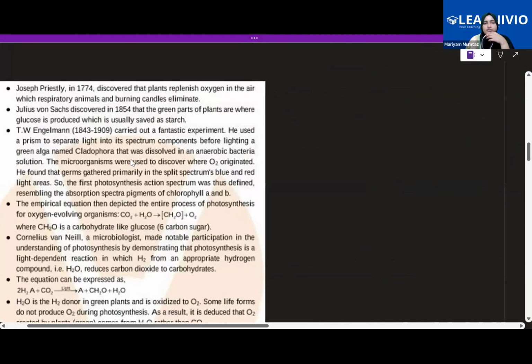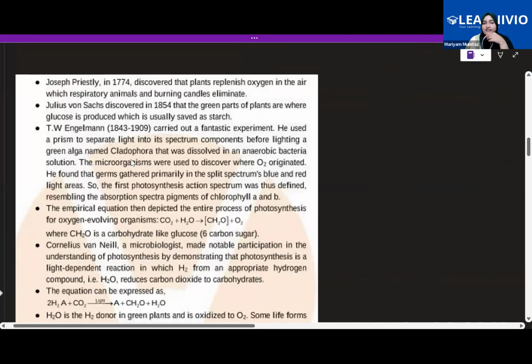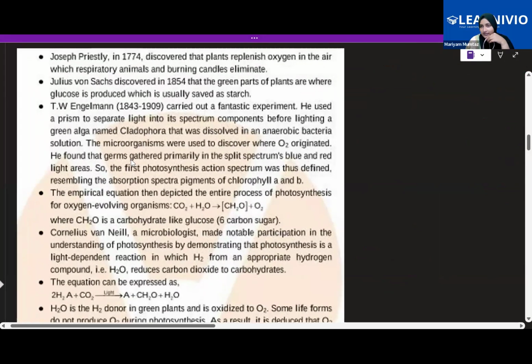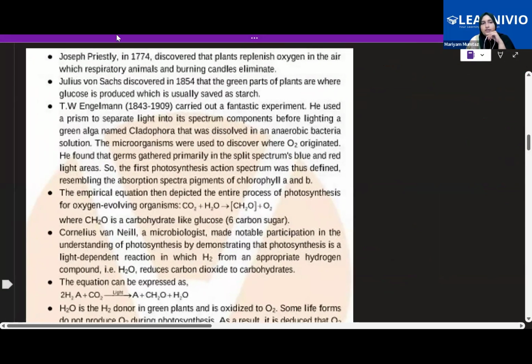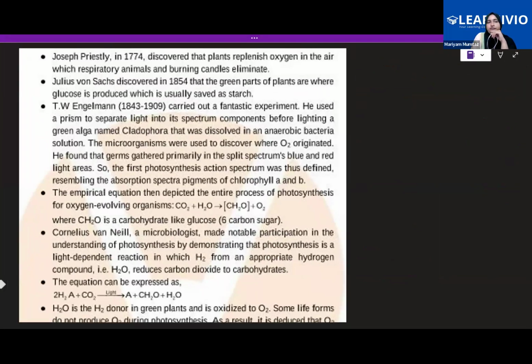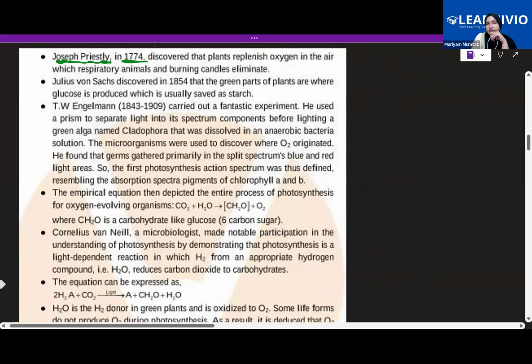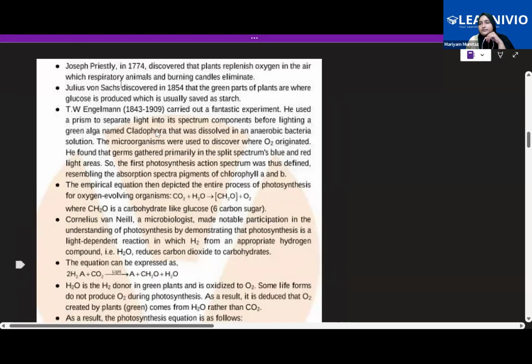Okay. Now let us quickly revise the various early experiments that I talked to you about. So first there was Joseph Priestley. In the year 1774, he discovered that plants replenish the oxygen in the air, which respiratory animals and burning candles eliminate. You remember the bell jar experiment?